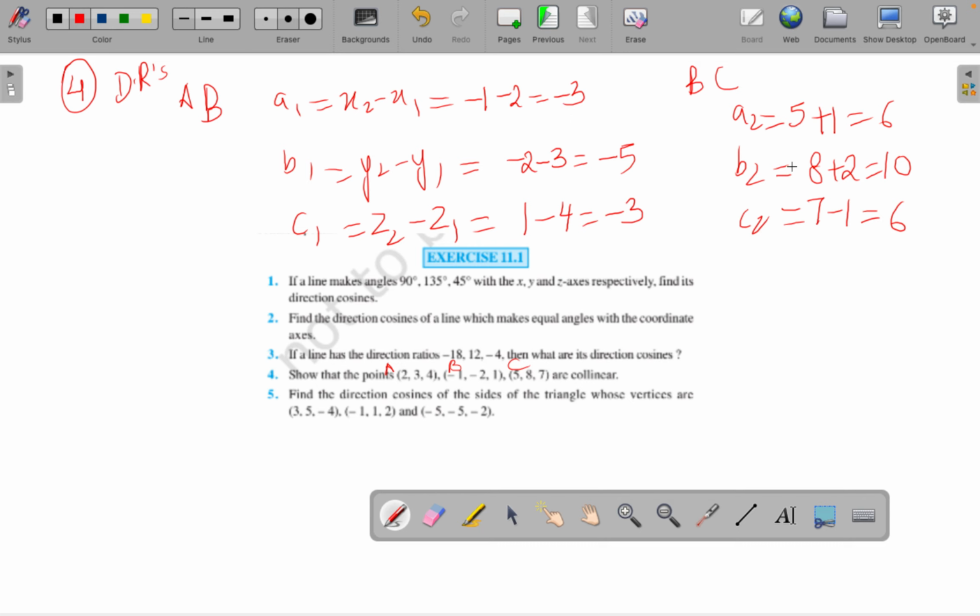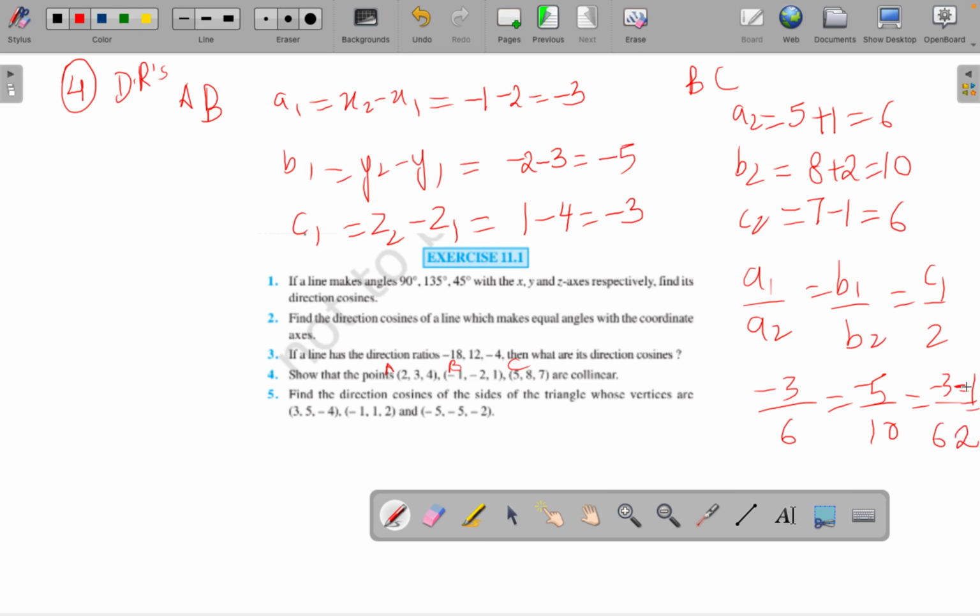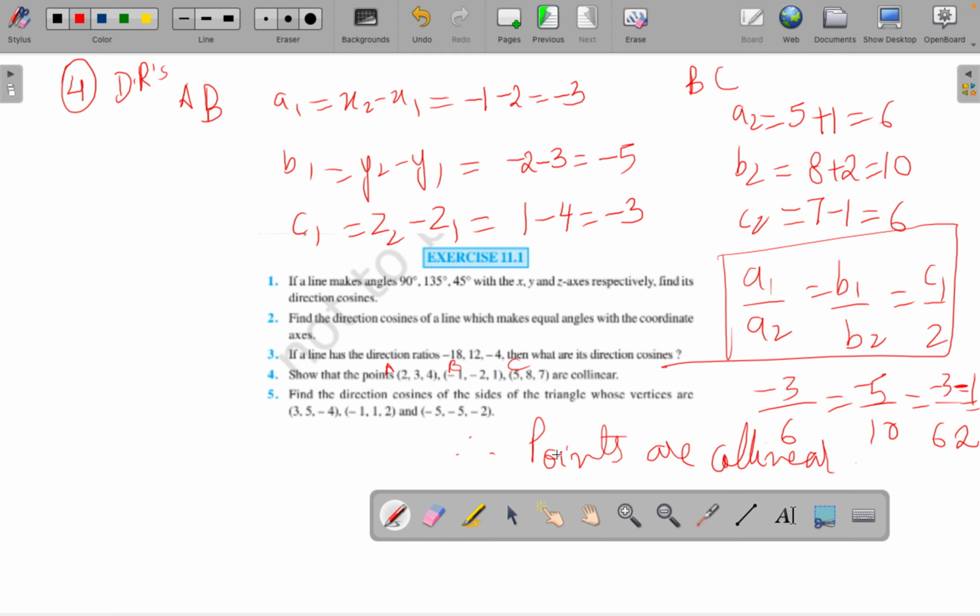So check, are these proportional? Check please. A1 by A2 is equal to B1 by B2 is equal to C1 by C2. Just check, are we getting -3 by 6, -5 by 10, -3 by 6? Yes, we are getting them as equal. It is -1 by 2. So yes, since the direction ratios are proportional, we can say the points are collinear. So this is the logic of collinearity.